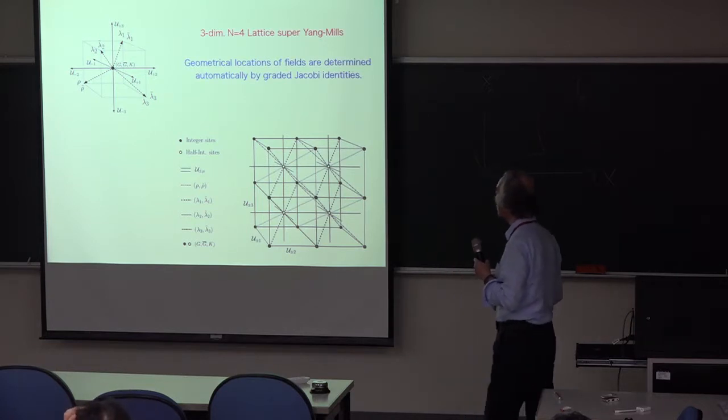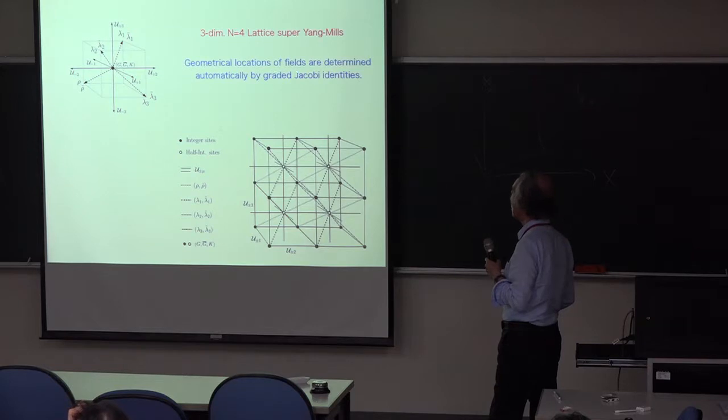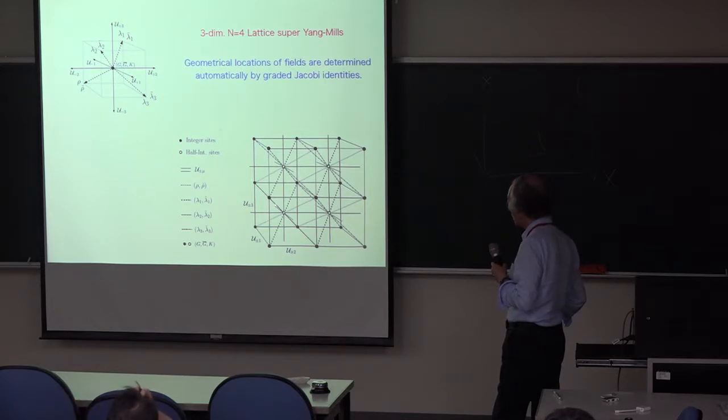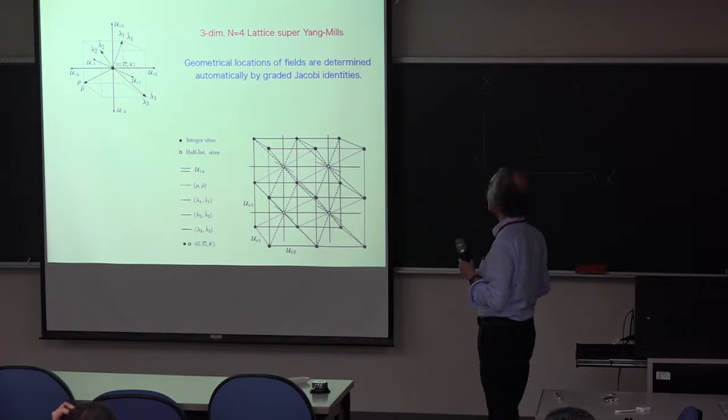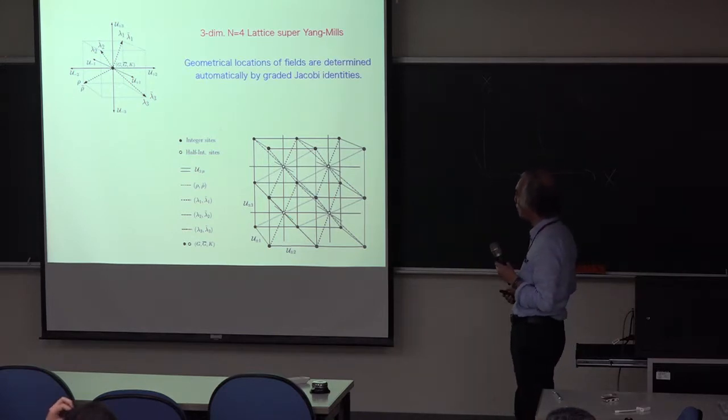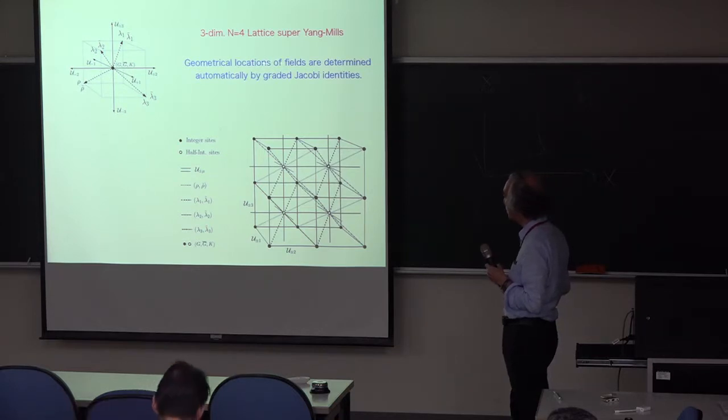This link approach formulation has a very nice feature in the sense that the geometrical locations of the fields are determined automatically by the graded Jacobi identity. These are the original sites, and these are the dual sites. The dual site and original site are related by a dual fermionic link, where fermions are sitting. Bosons are sitting on this link field, here and here. And the bosonic scalar component is sitting on the site, and so on. So very nicely, the locations of the fields are determined geometrically by the graded Jacobi identity.